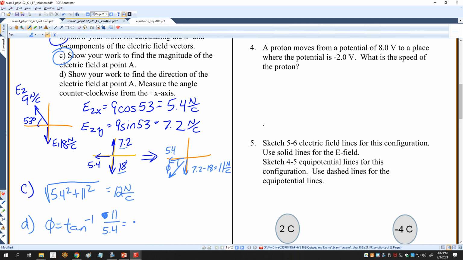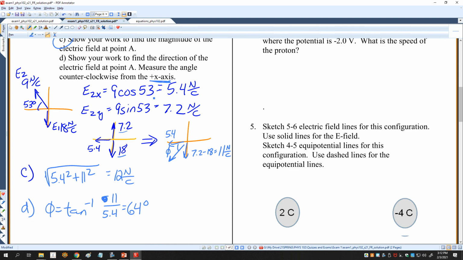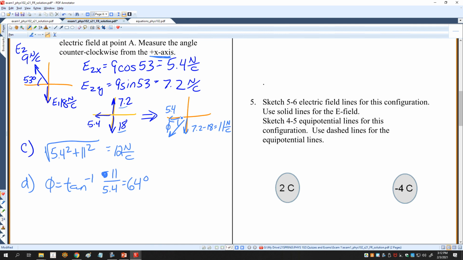I get 64 degrees. But recognize that I wanted it measured from the plus x-axis. So I have to add 180 to it, because this angle is 180 degrees plus this angle, which was 64. 180 plus 64 is equal to 244 degrees from the plus x. And that jives because I know my third quadrant goes between 180 and 270. So at least that angle is right in that it's in the third quadrant as I've drawn it.